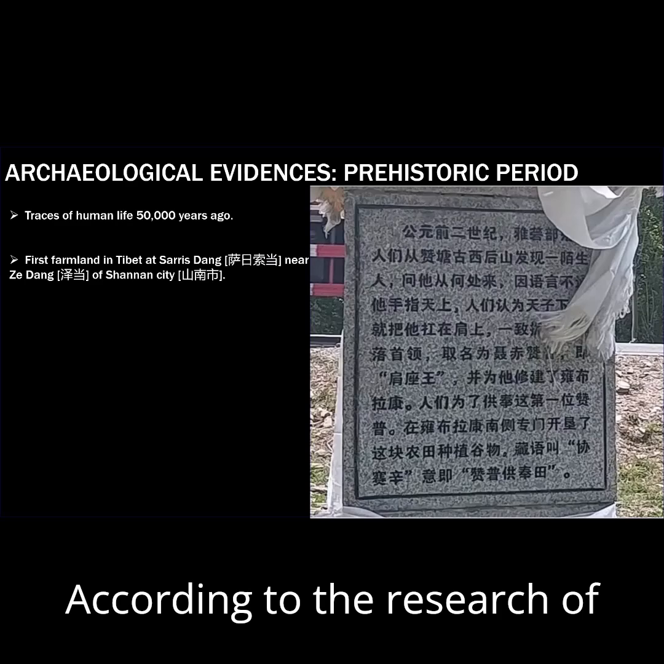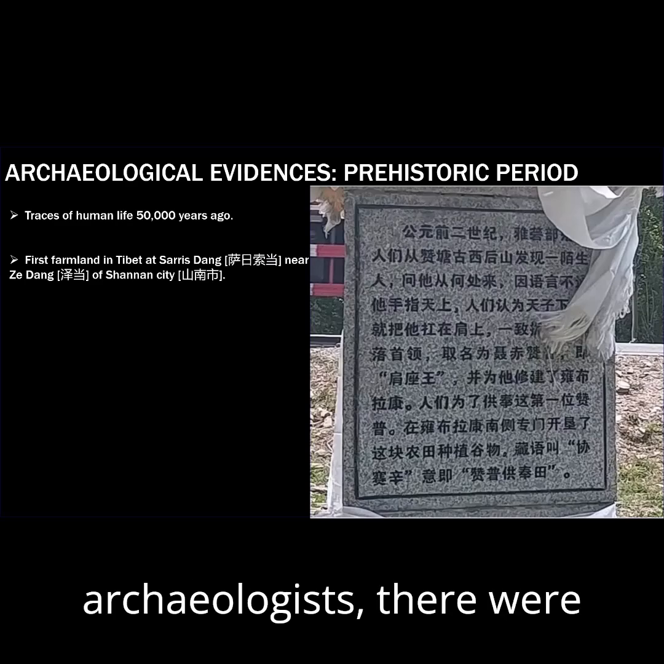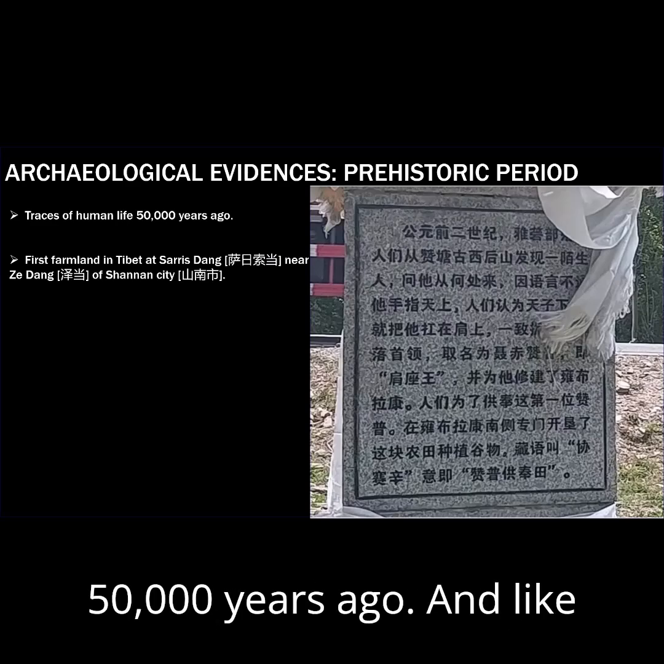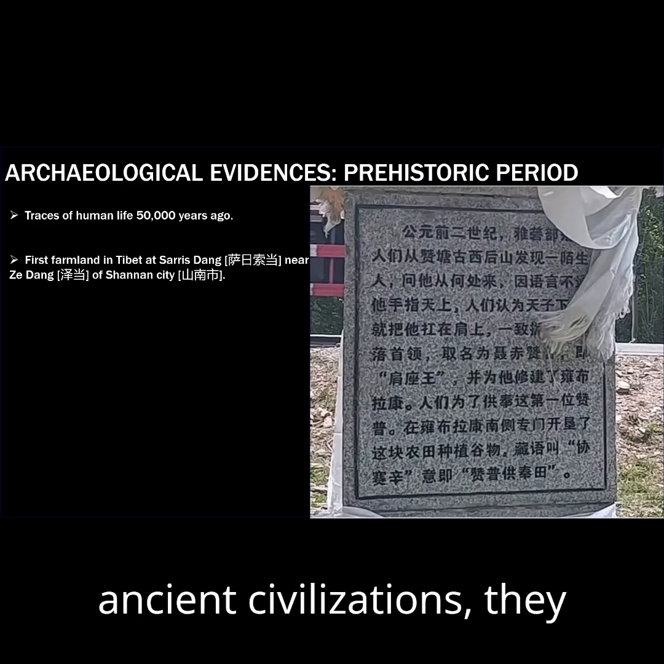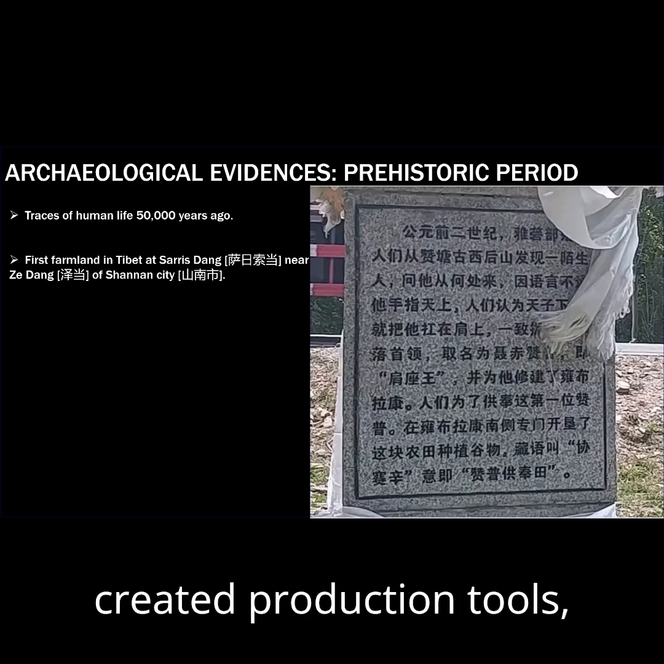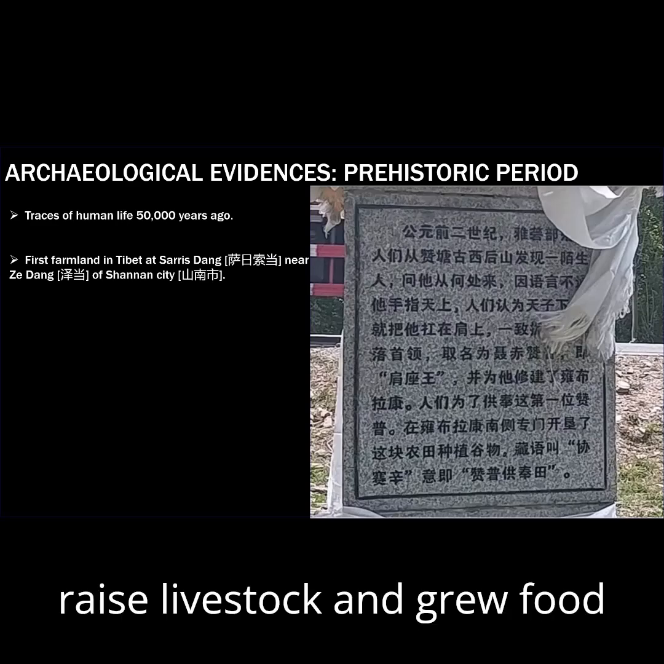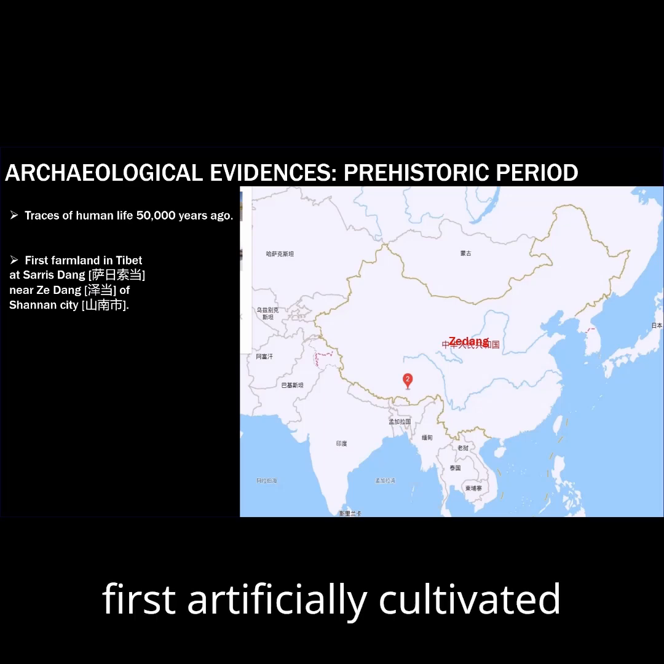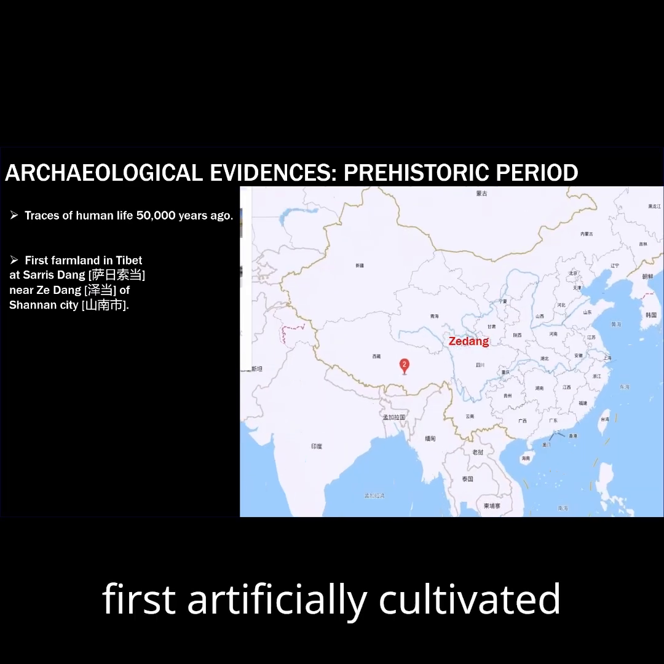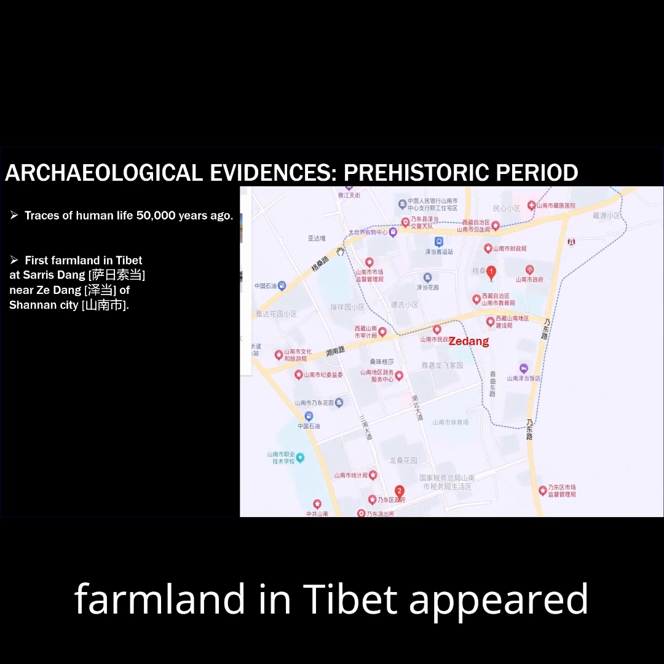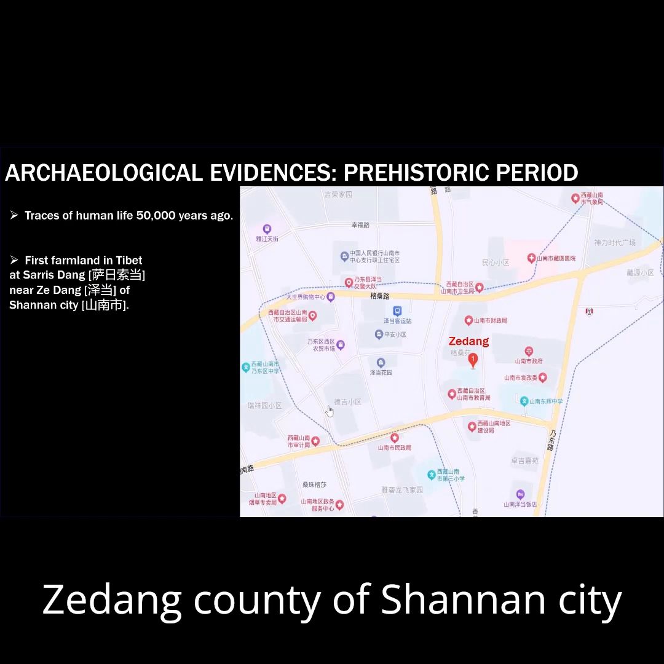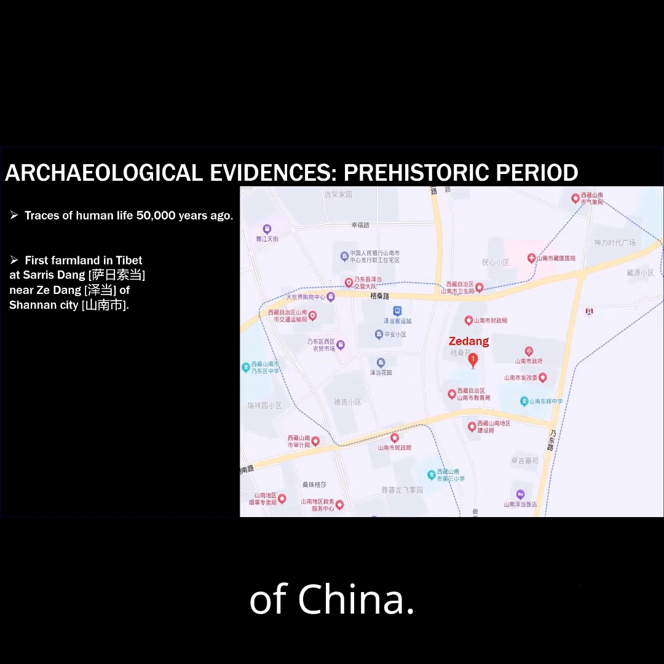According to the research of archaeologists, there were traces of human life in southern Tibet as early as 50,000 years ago. And like the development of all ancient civilizations, they created production tools, raised livestock, and grew food crops. The first artificially cultivated farmland in Tibet appeared at Sadistang, near Thutang county of Sanan city of China.